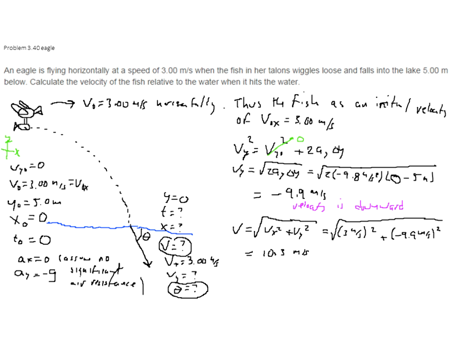So that comes out to be 10.3 meters per second. So it started at 3 meters per second, it ended at 10.3 meters per second. And all that gain is because of the increase in velocity due to the downward pull. So even though the velocity didn't change in the horizontal direction, it did change in the downward direction.